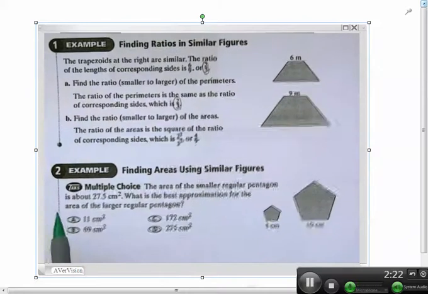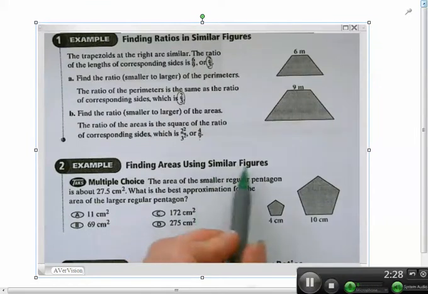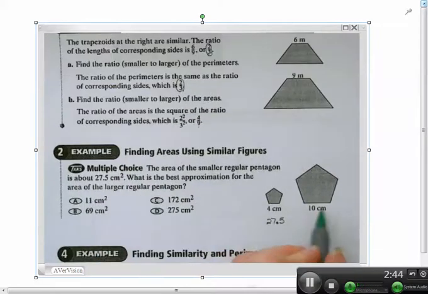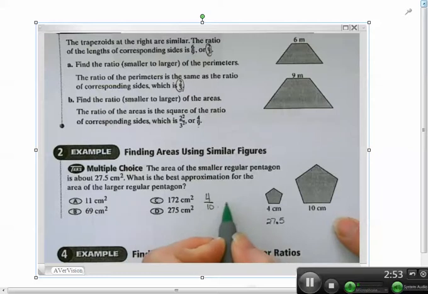All right, example 2. Let's use finding the areas using similar figures. The area of the smaller pentagon is 27.5. What is the best approximation for the area of the larger regular pentagon? So what's the ratio of their corresponding sides? It's 4 to 10, and that's going to reduce to 2 to 5. So the ratio of the sides, your A to B, is 2 to 5.